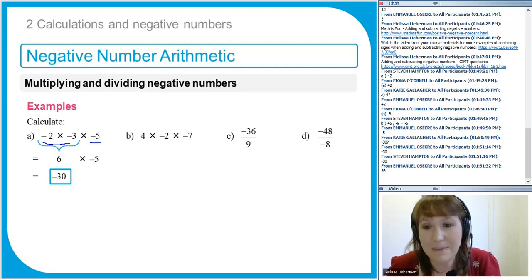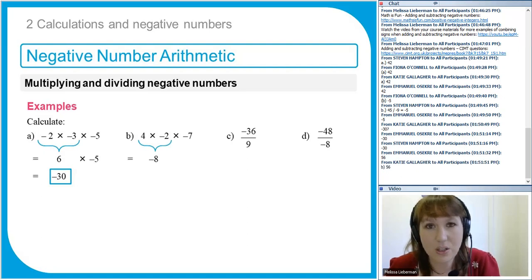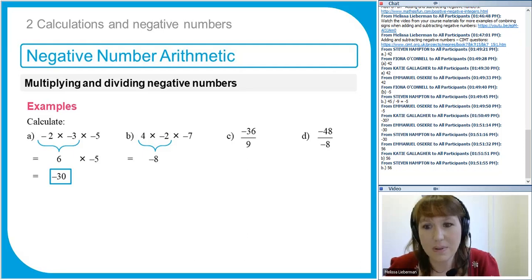Now how about part B? So for part B, again I've got 3 numbers. So this time I just do it in order working from left to right. 4 times minus 2 is negative 8. And then I've got times negative 7. So this answer this time is going to be positive. Good, everyone has put 56 is correct. 7 times 8 is 56, and the minus times minus gives me a positive answer, 56.